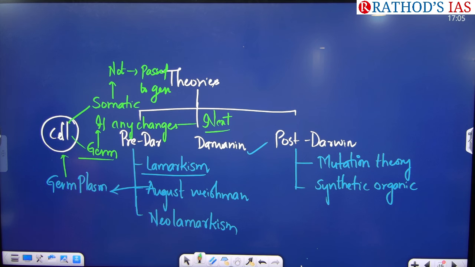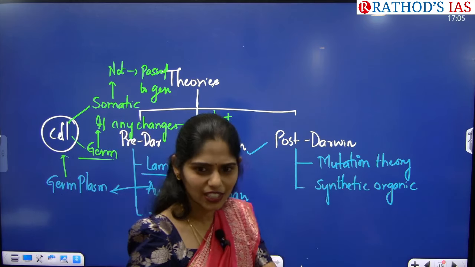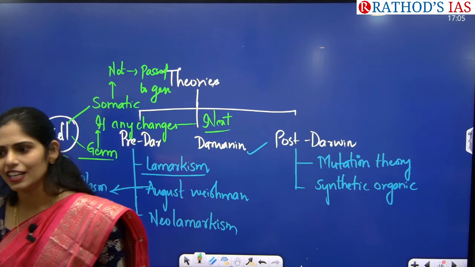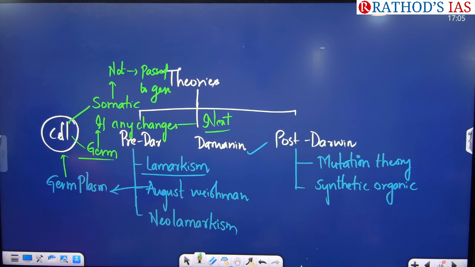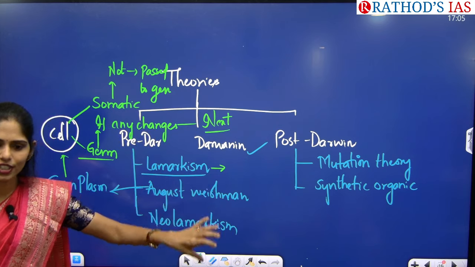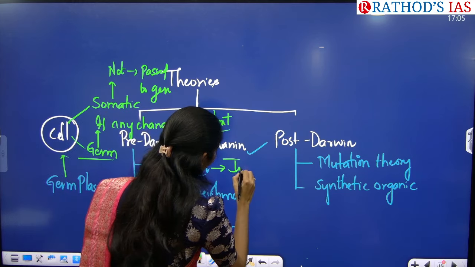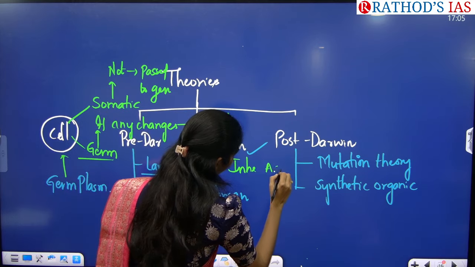Inheritance of acquired characters. Inheritance means nothing but what we are getting from our parents. So from one generation to another generation, if it is passing, that is called inheritance. So Lamarck said about inheritance of acquired characters. That means if anything is changed, that will be passed on to the next generation.